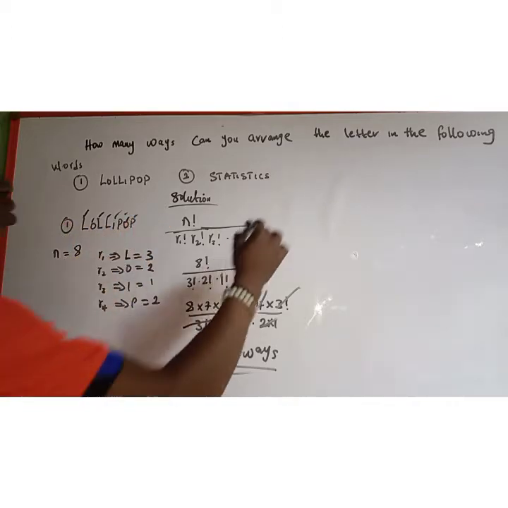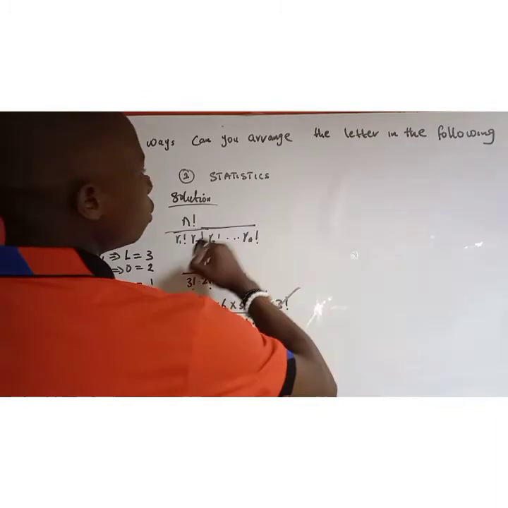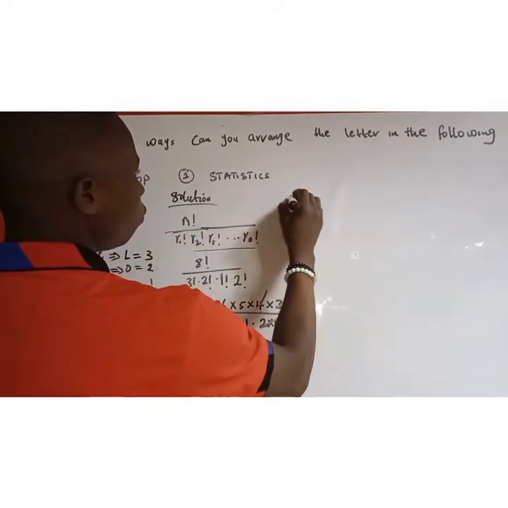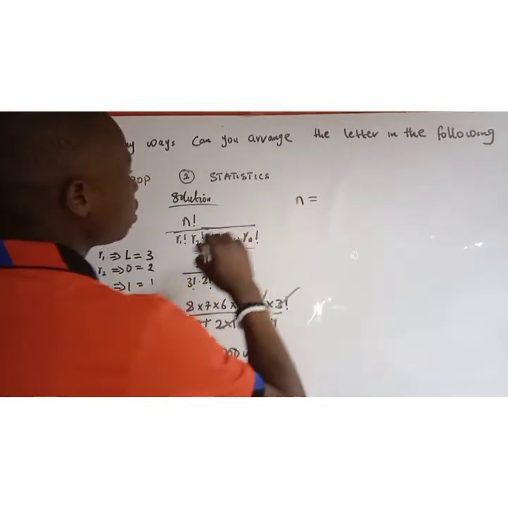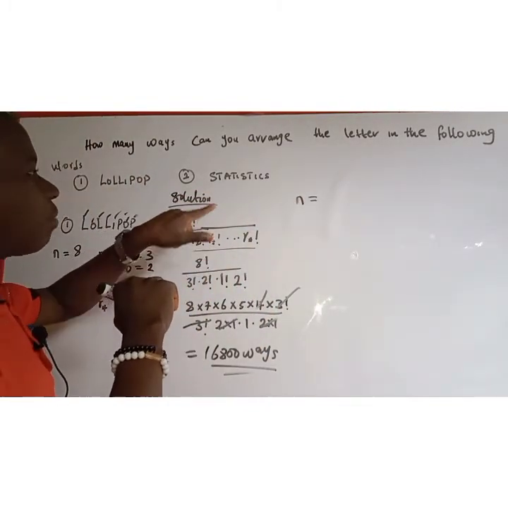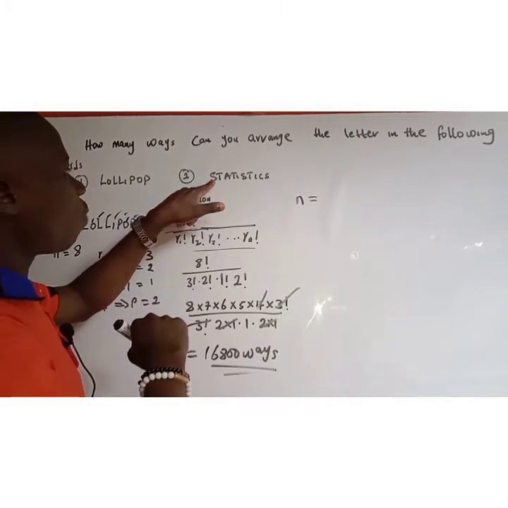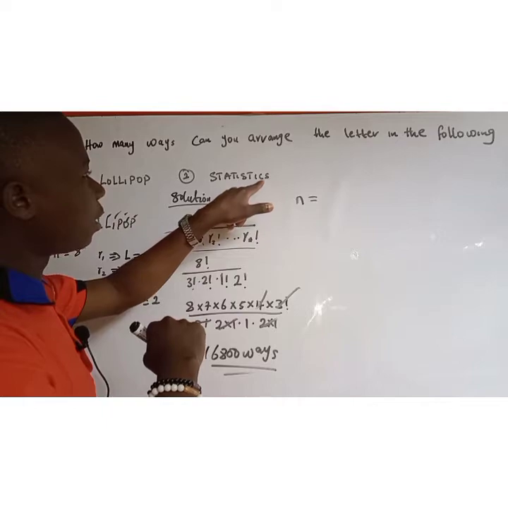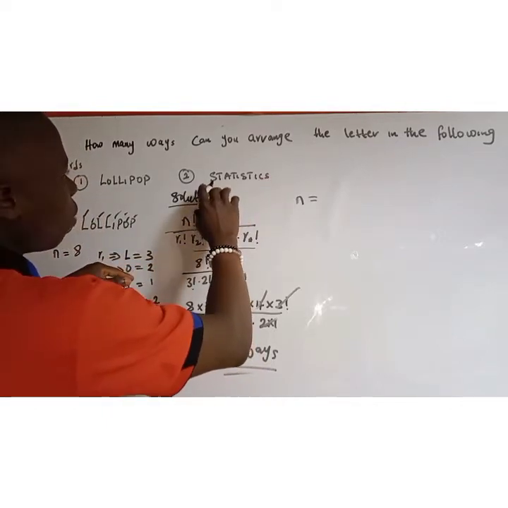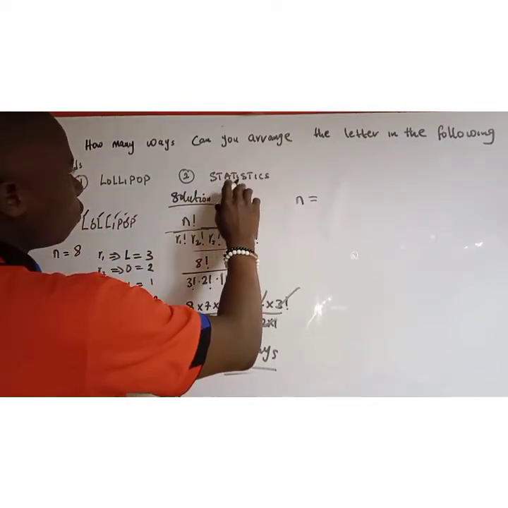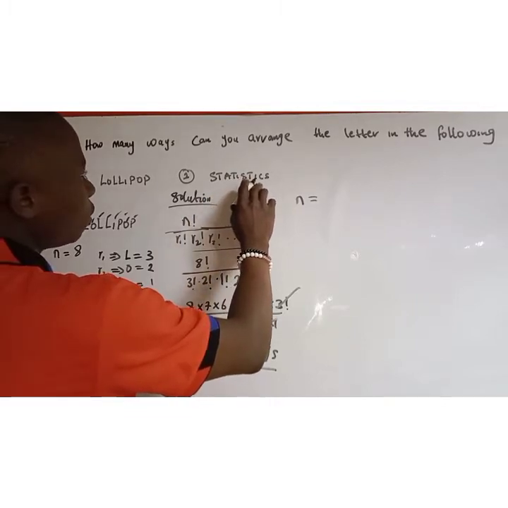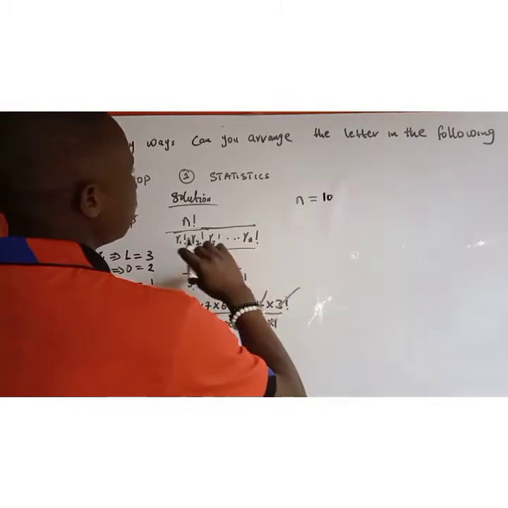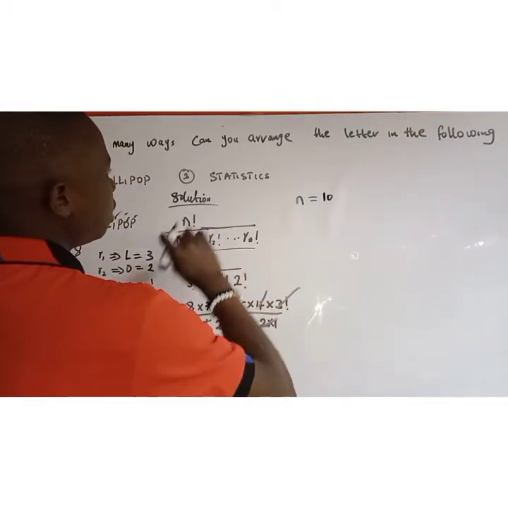So let us see the second question, which is statistic. We are still going to use this formula. To get n from statistic, you count how many letters are in this word: 1, 2, 3, 4, 5, 6, 7, 8, 9, 10. We have 10 letters in this word.